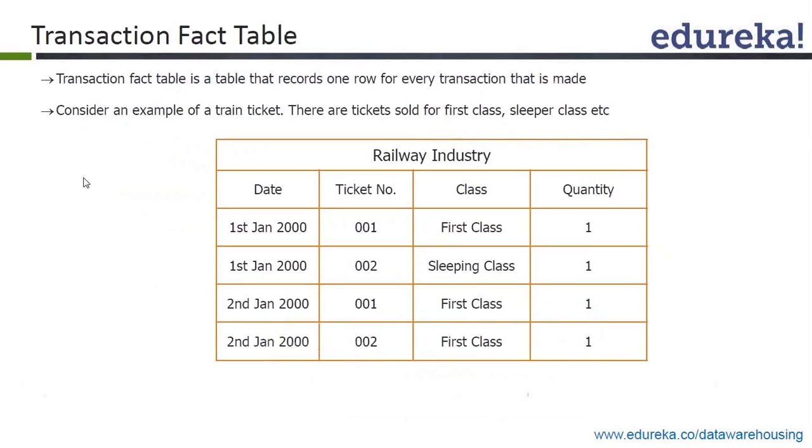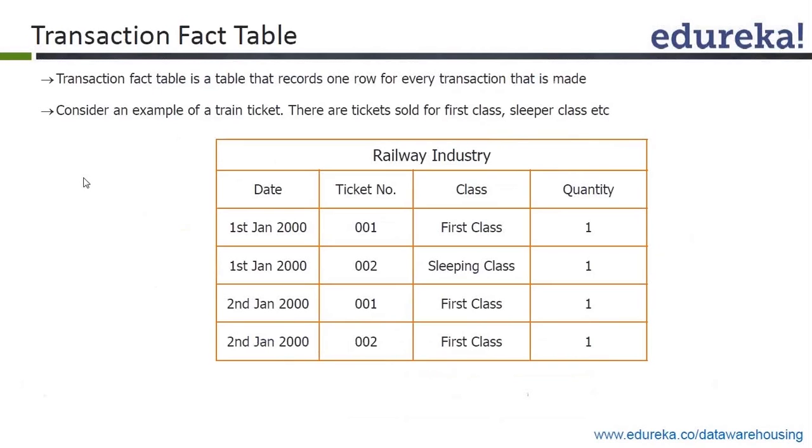So in this example which you see here, they are showing the railway industry. The example we discussed previously was products being sold. This one is another example in which they're showing the railway industry, where you are having a record entered into this fact table after every ticket sold. So the first ticket was sold on 1st of January for first class and the quantity was 1. Second ticket on the same date, sleeping class ticket was sold, quantity 1.